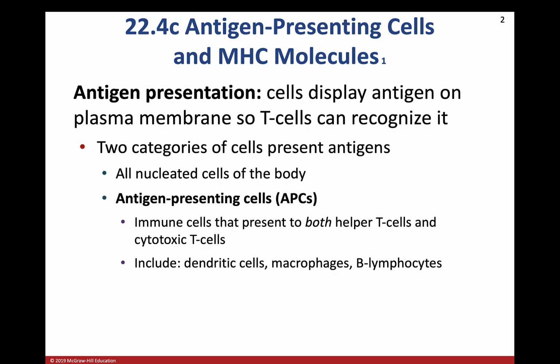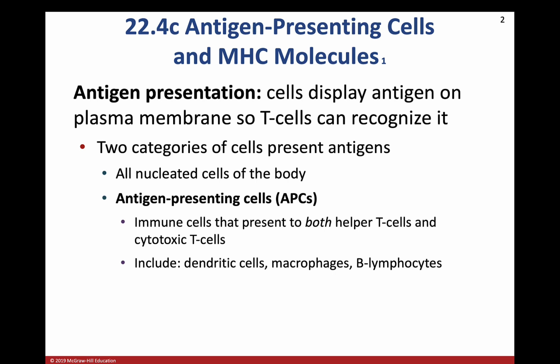Antigen presentation: these are cells that specifically display the antigen on a plasma membrane, so T cells are capable of recognizing it. There are two categories of cells that are able to present antigens to T cells. All nucleated cells of the body. So this leaves out red blood cells because remember, they do not have a nucleus.